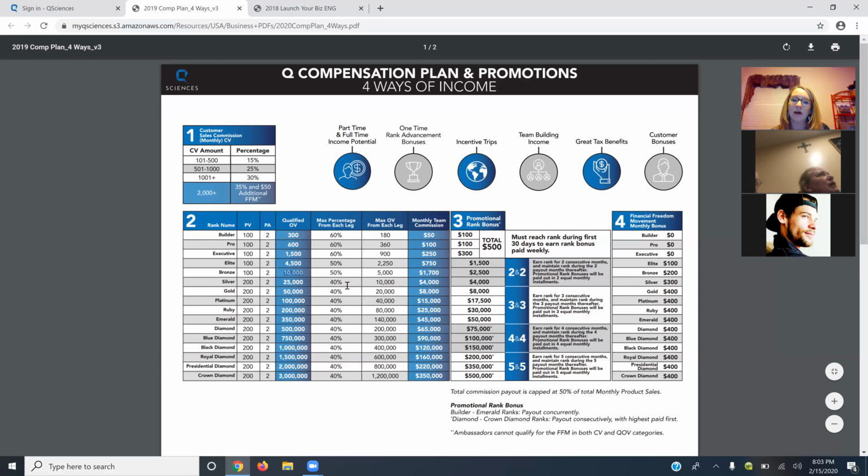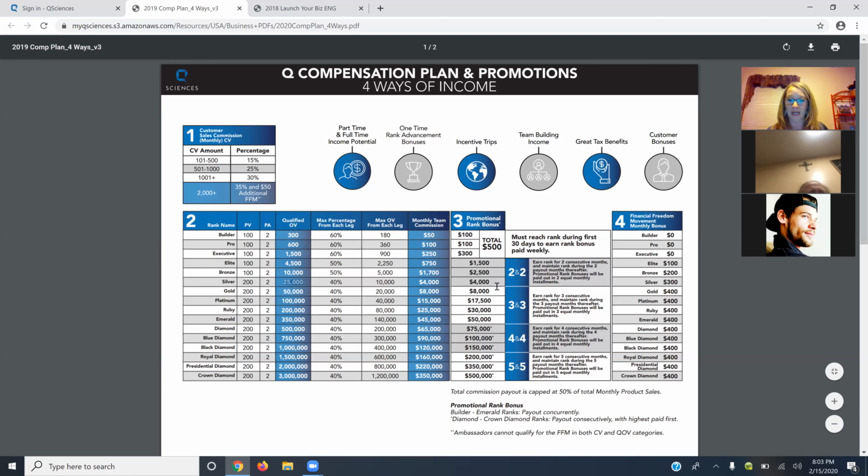And then as you go down farther, it's 40%. For silver, you have to have 25,000. So at 40%, you can see over here, it's 10,000. So I have to have for my next rank, 10,000 on a leg, 10,000 on a second leg, and 5,000 on my third. And I'm like this close, you guys. So I'm really, really excited. When I do that, I'll get $4,000 on the 10th of the following month.